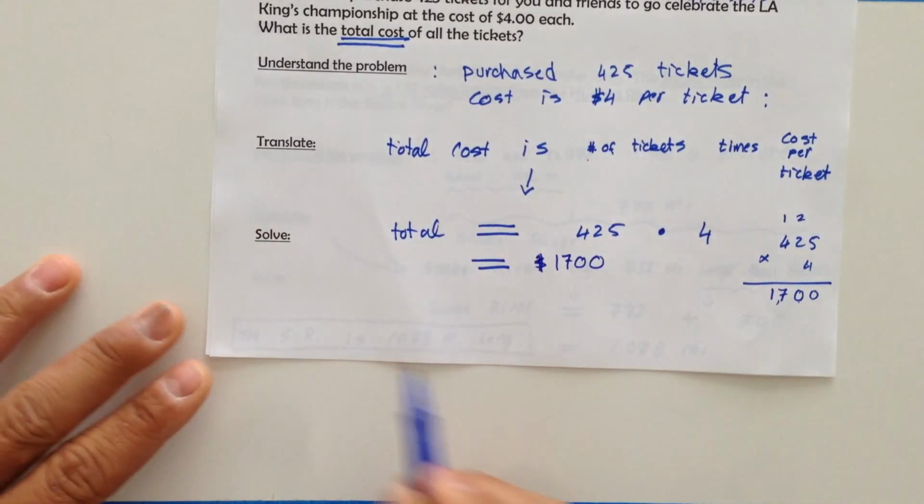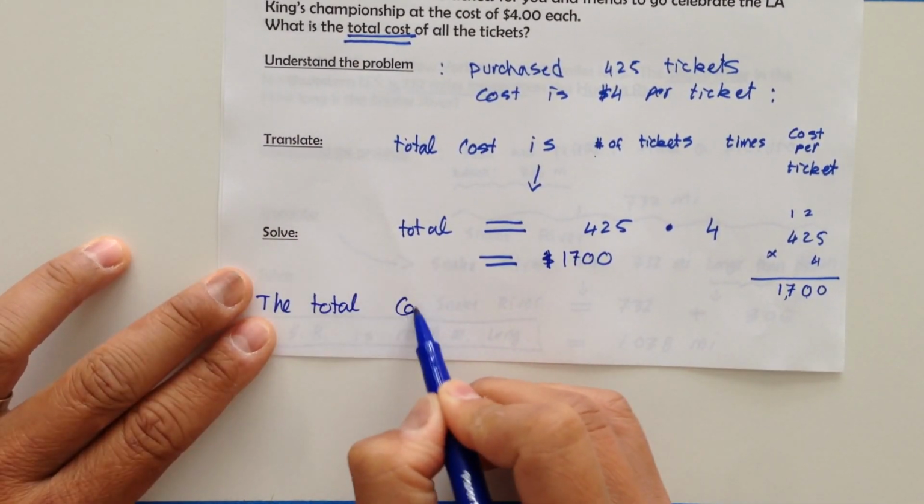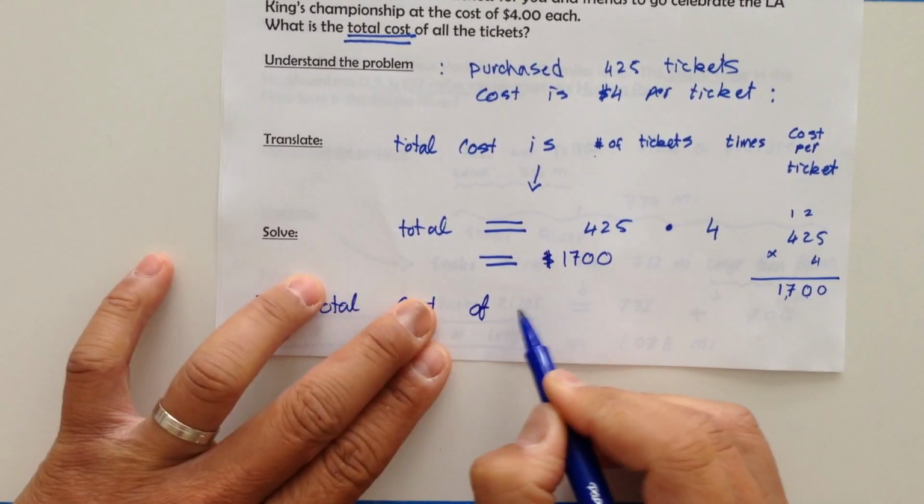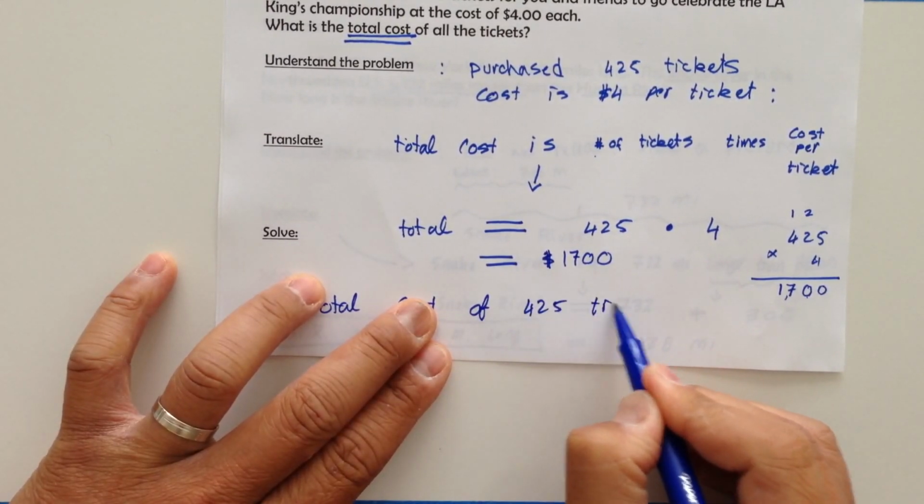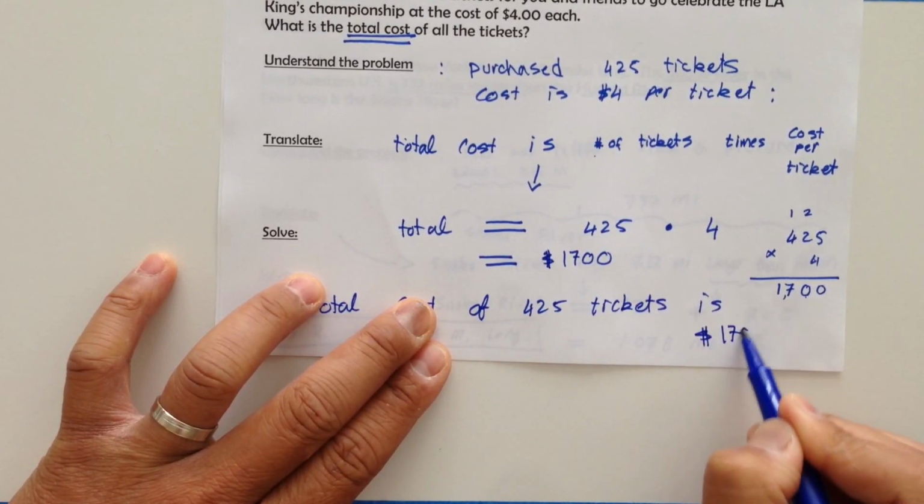Now let's go ahead and answer the question. The total cost of 425 tickets is $1,700.